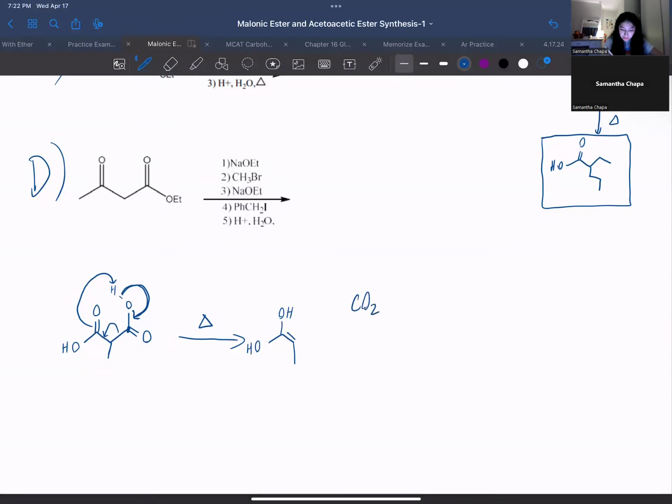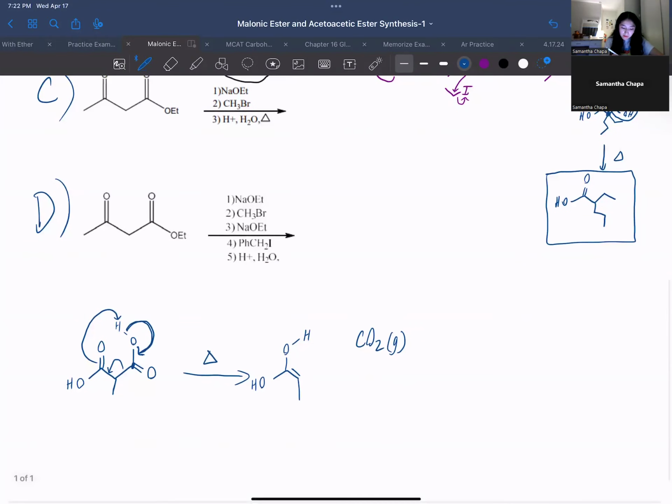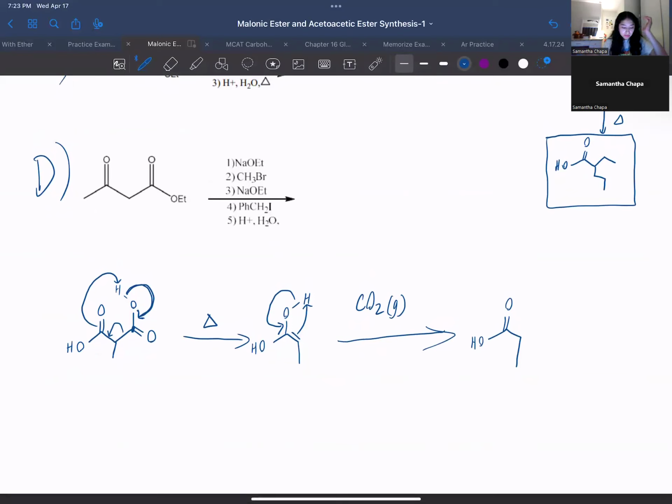So I have CO2 gas, as well as an enol. And whenever you see an enol, you know that it can tautomerize. So I'm not done with my reaction yet because it doesn't look like what we have over here, which is a carboxylic acid, not an enol. So what I have to do is tautomerize. And then I get my carboxylic acid group. I wasn't looking at any of these examples. I was just giving you in general what it should look like. So this would be your mechanism.